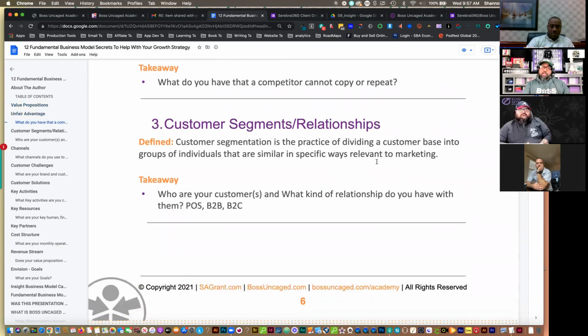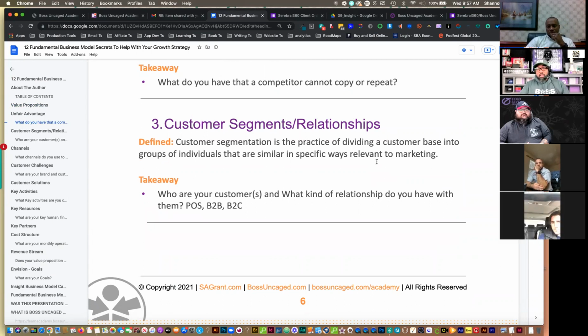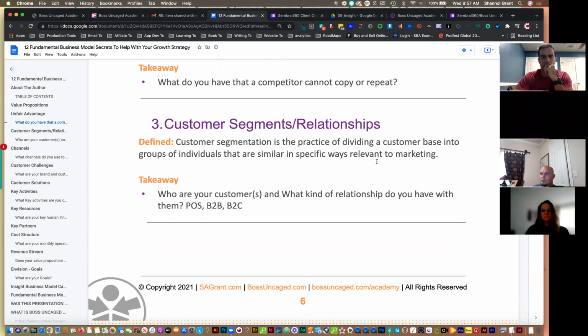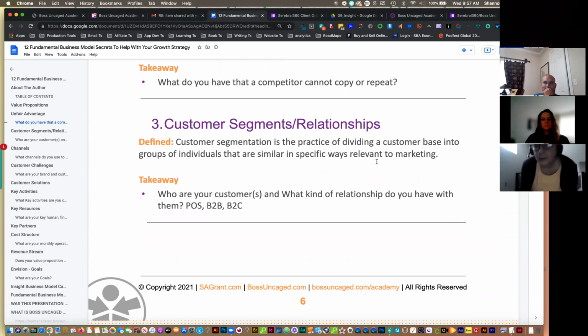Three would be your customer segments and relationships. Obviously, you're talking about building customer relationships, not necessarily friendships, but ideally, people want to work with people that they like. So in the customer segmentation, you need to figure out whether it's going to be a point of sale, if it's going to be B2B or B2C. B2B is business to business, B2C is business to consumer. And it really varies based upon what you're selling or promoting, whether it's a physical product or an actual service. So you need to figure out your customer segments and your relationships, in addition to what value you're going to deliver to them and what your unfair advantage is in that market sector.